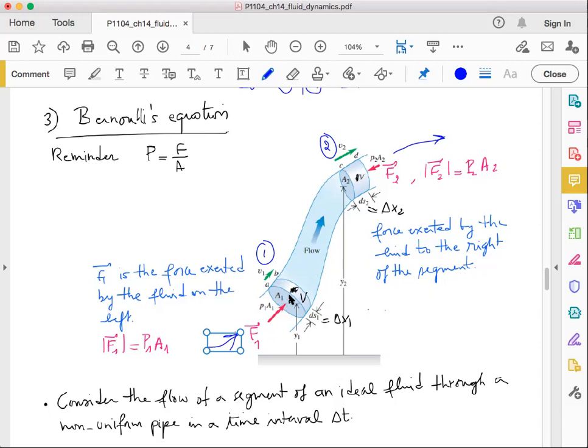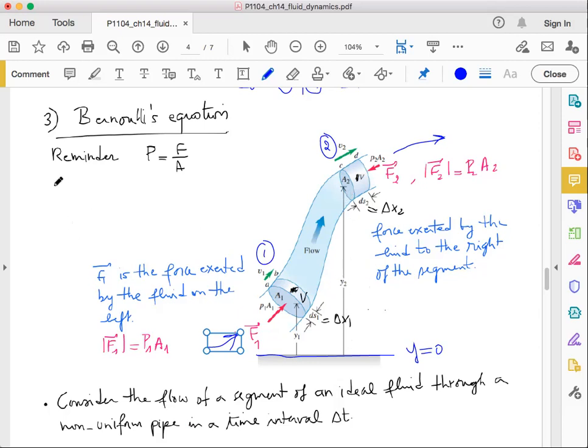At point 1, we have a given pressure, P1, and at point 2, we have a given pressure, P2. But we'll see later on what is the origin of this pressure at these 2 points. Number 2, these 2 points are at different elevations with respect to the ground. If we take this line to be our y equals 0 level, you will see that point 1 is at elevation y1 with respect to the reference level, while point 2 is at a different elevation, which is y2.